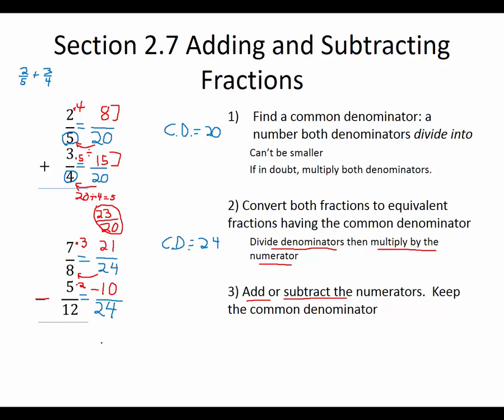So 21 minus 10 should give me 11. So my final answer here will be 11 over 24. Now I say final answer, I do have to double check to make sure that that's in lowest terms, and it just so happens that it is. I can't divide anything into 11 other than 11 and 1, so it's a prime number. So I just have to check, and 11 doesn't go into 24, so that is in lowest terms.